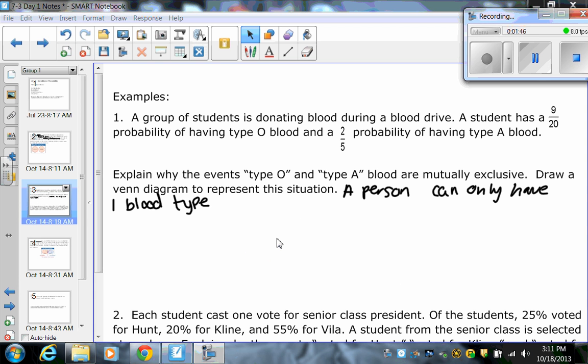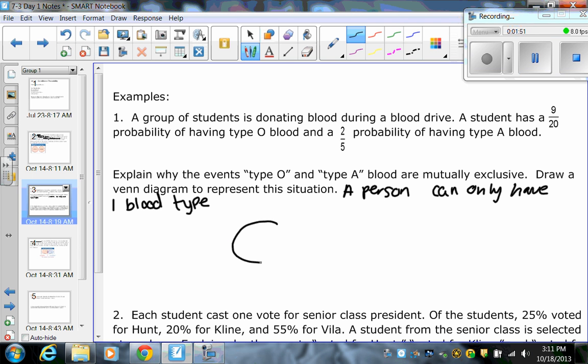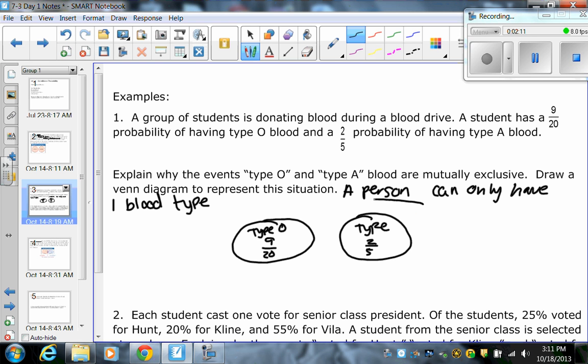When we create the Venn diagram for this, we're going to start off by drawing a circle and labeling it type O. The probability for type O was 9 out of 20. And then we have type A with a probability of 2 out of 5. And then we can put a box around it. This box is just showing that these are representing the blood types.